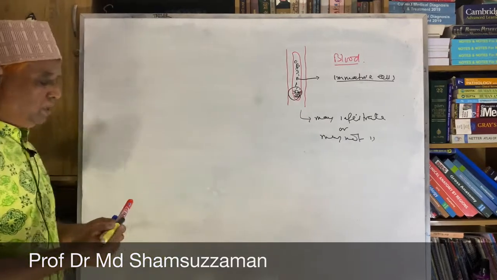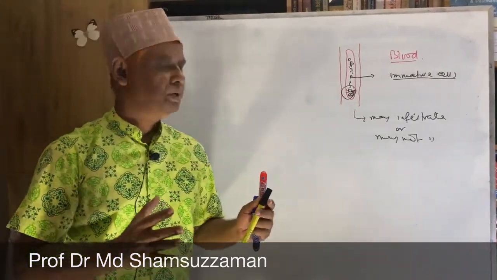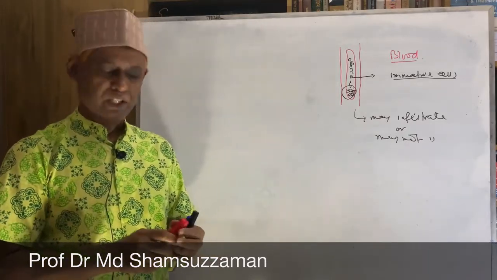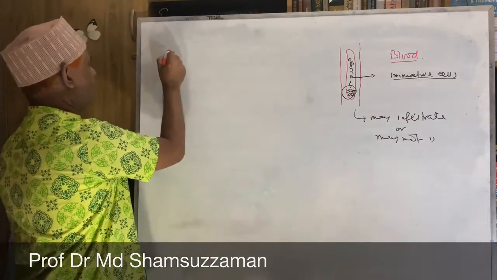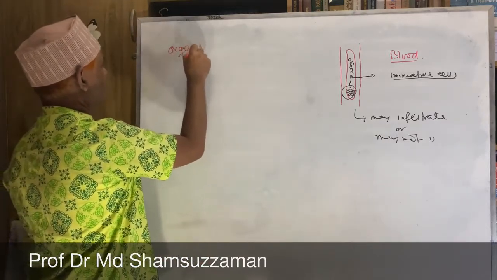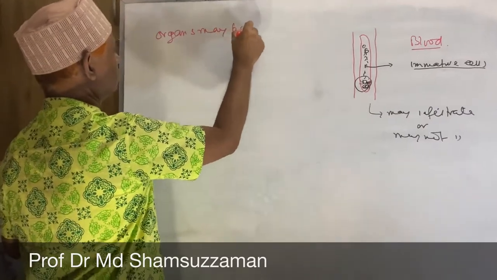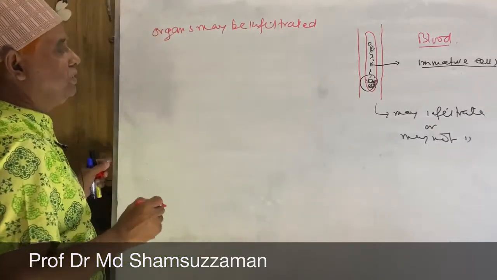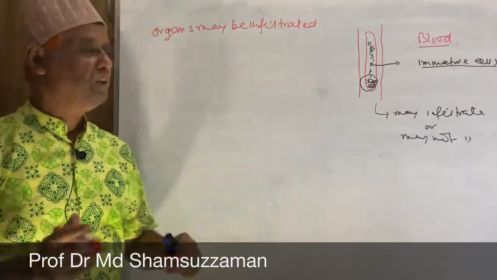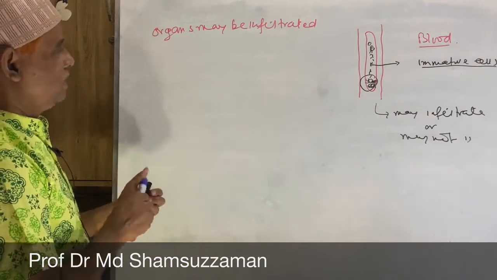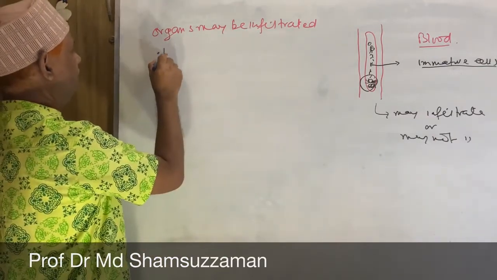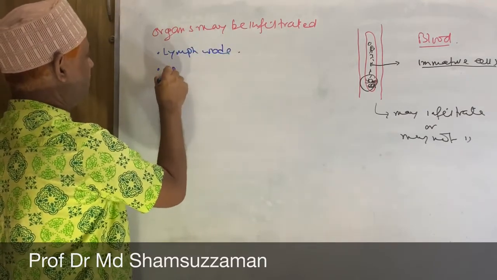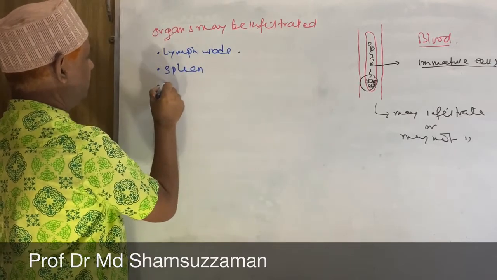Now, if organ or tissue is infiltrated by leukemic cell, what are the organs that may be infiltrated by leukemic cell in leukemia? The organs may be lymph node, spleen, and liver.